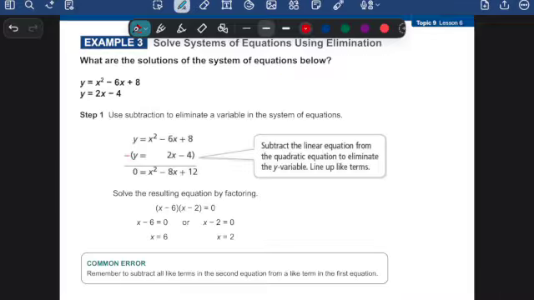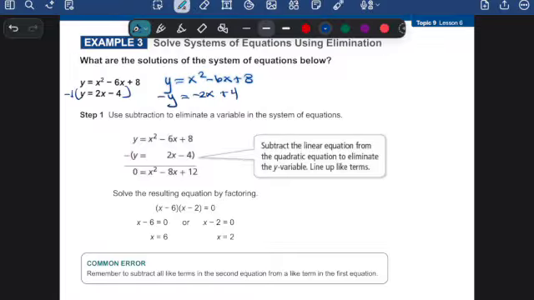Example 3, solving systems of equations using elimination. So we did this in pre-algebra. We want to eliminate one of the variables. We can change one of the equations and write an equivalent equation by multiplying the whole thing by a constant. So if I want to eliminate the y variables, they need to have the same coefficient but opposite sign. So I'm going to multiply this whole second equation by -1. That gives me a new equivalent equation for my linear equation. It's going to now become -y equals -2x plus 4.